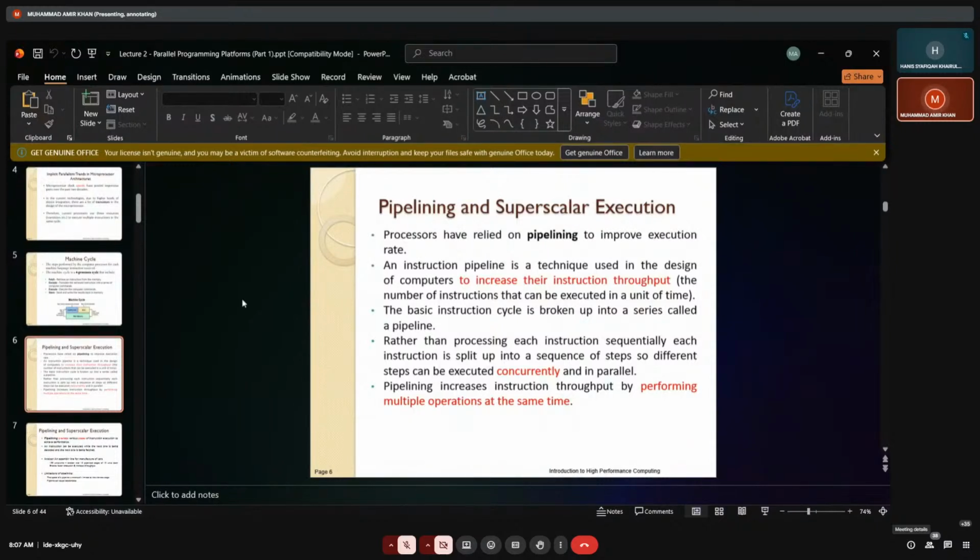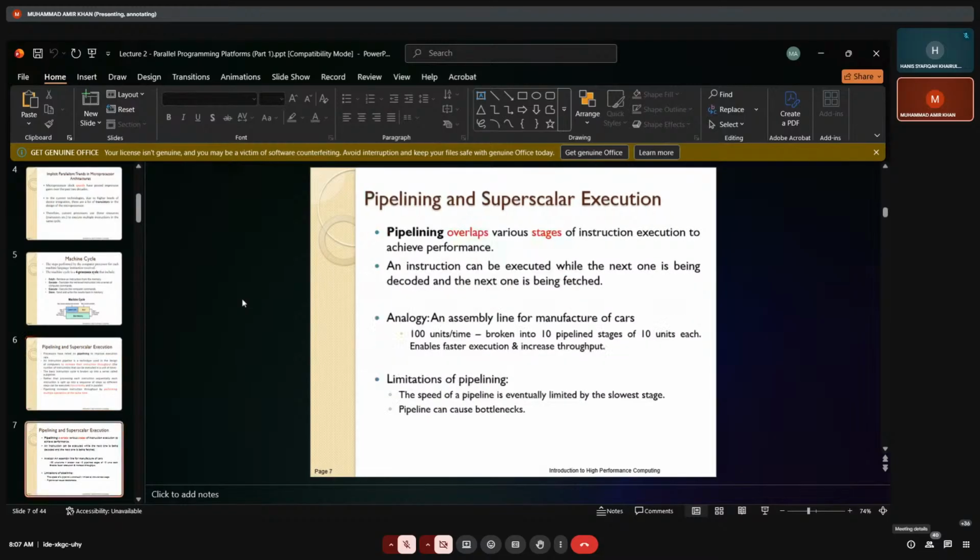Our basic instruction cycle is broken up into a series we call a pipeline. This is basically concurrency. We are doing concurrent tasks and performing multiple operations at the same time. You can imagine the washing machine example: washer, dryer, and folder. Basically, a pipeline overlaps various stages of instruction execution to achieve performance.